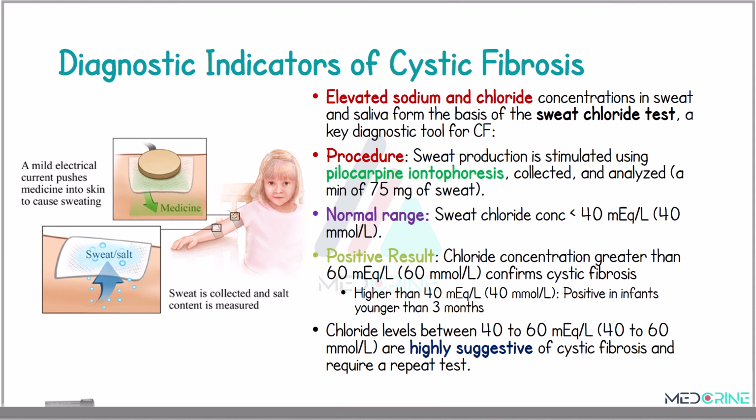The normal range of sweat chloride concentration is less than 40 milliequivalents per liter, or 40 millimoles per liter. For us to say that we have a positive result for cystic fibrosis, chloride concentration in sweat needs to be greater than 60 millimoles. In infants who are younger than 3 months, a positive cystic fibrosis test is a value that is higher than 40 milliequivalents per liter. If we have a chloride test between 40 to 60 millimoles per liter, then we can say this test is highly suggestive of cystic fibrosis and it requires a repeat of the similar test.